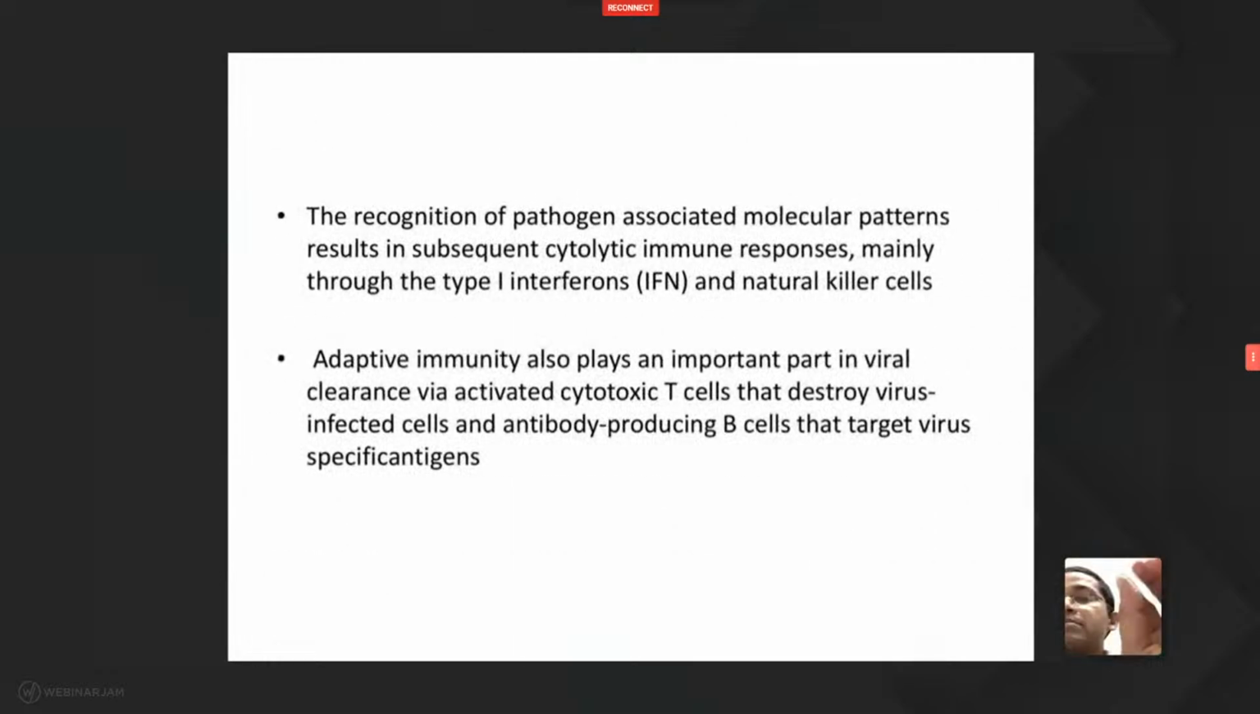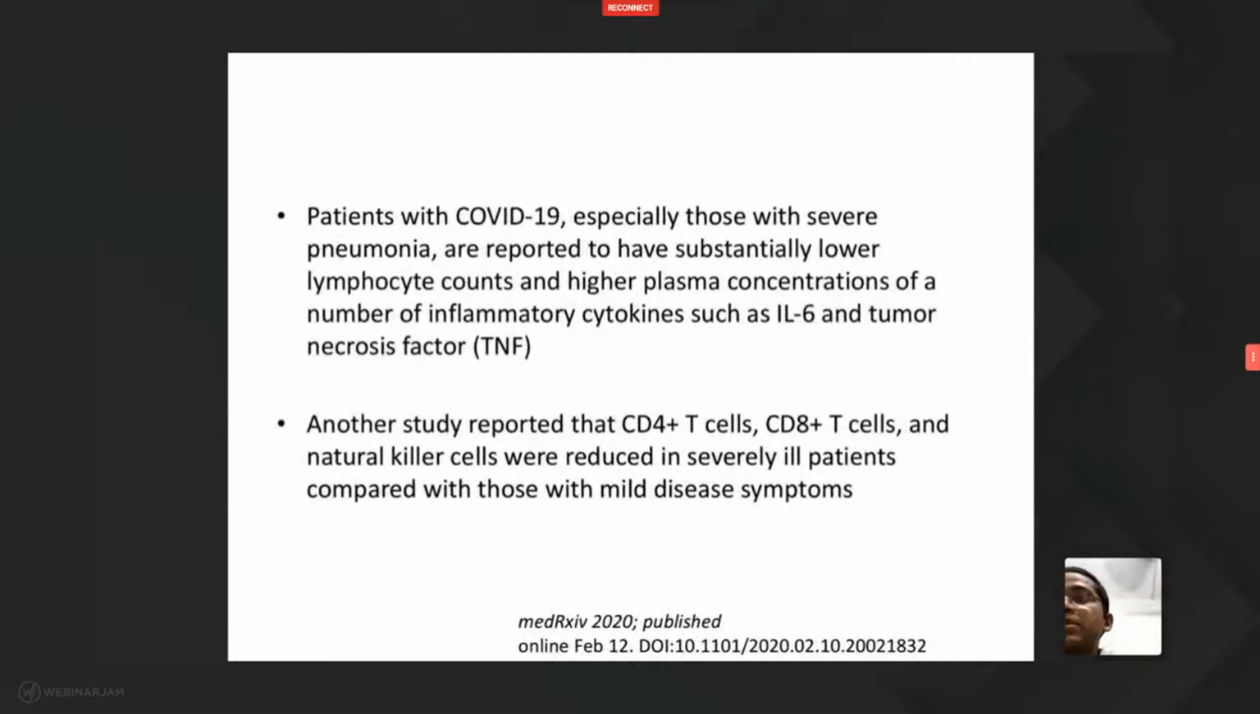After the initial insult, the body tries its first line of defense, which is mainly type 1 interferon and natural killer cells, which take part in combating the disease. Then come the cytotoxic T cells, and after that the antibody producing B cells, which target the virus in a specific antigen. During this war between virus and antiviral defense, the body tries to eliminate the virus or relocate it to a single space.